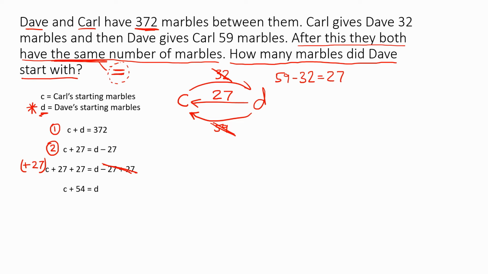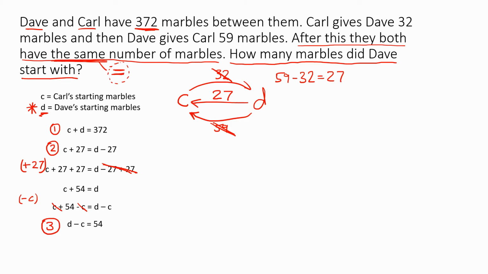What can we do now? Well, we want to get the numbers on their own, so let's subtract C from both sides. And so C plus 54 minus C is equal to D minus C. Again, C minus C equals 0, and so we are left with D minus C equals 54. I have just flipped that around at the end. And we're going to call this equation 3.